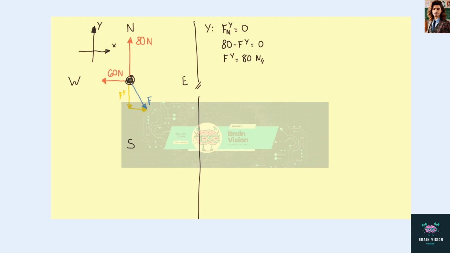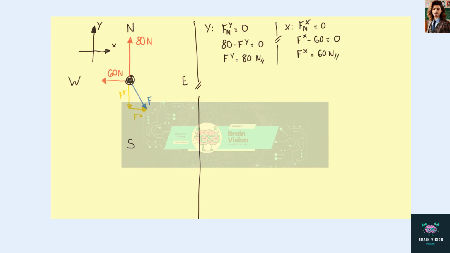Now we proceed to calculate the x component of that force F. For that, we apply Newton's second law in the x direction. In that direction, Newton's second law tells us that the net force is equal to 0 too, because the object is moving with constant velocity. Then, in that direction, we have two forces, F component x and this 60 newton force. So this is equal to 0. Therefore, F component x is equal to 60 newtons.